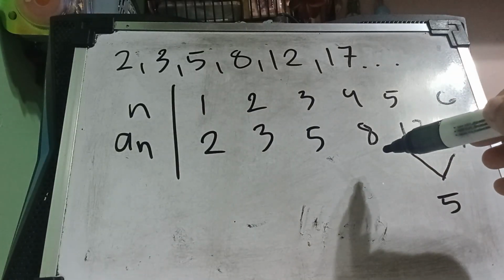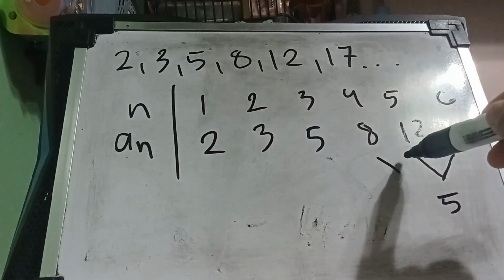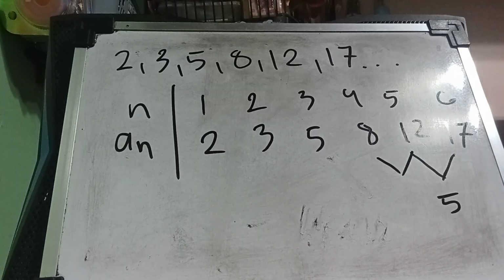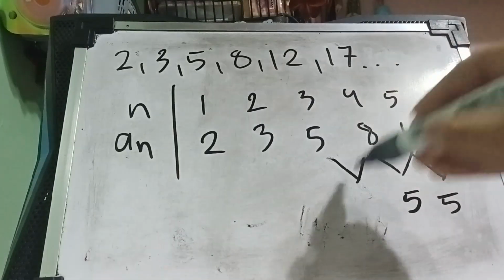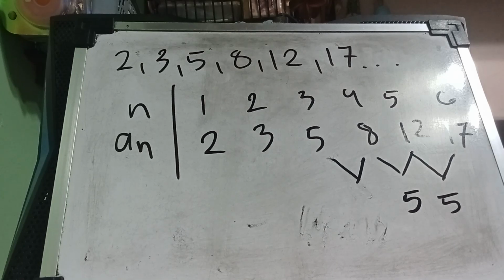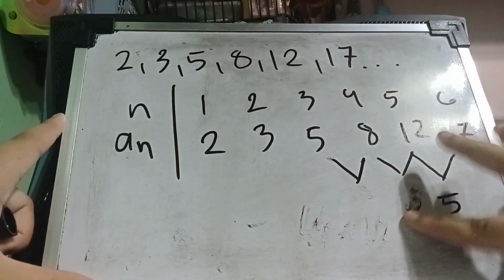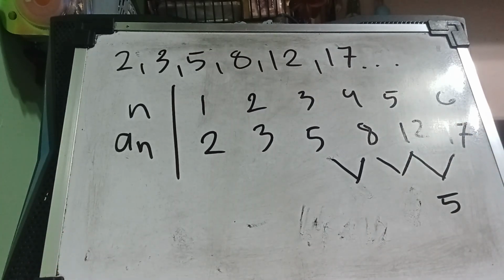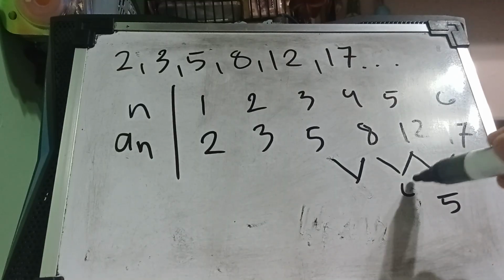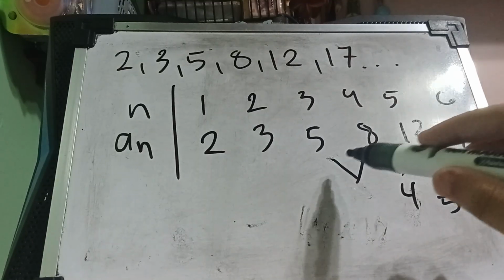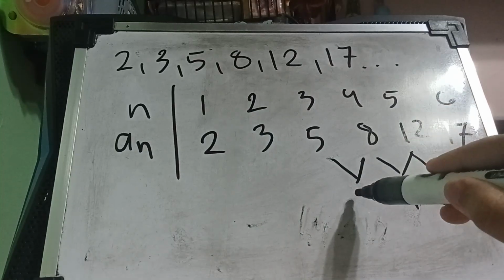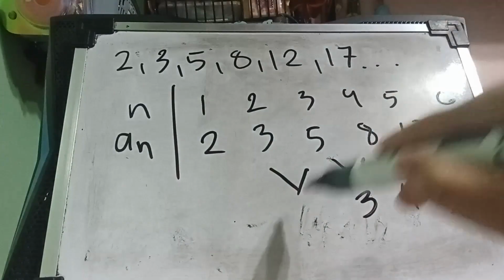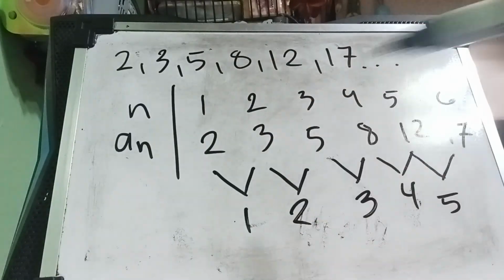Tama ba? Ayan, tama rin. 12 minus 8, that's also 5. Ay, 12 minus 8, that's 4. Tapos si 5, ay 8 minus 5, that's 3. 5 minus 3, that's 2. And 3 minus 2 is 1.